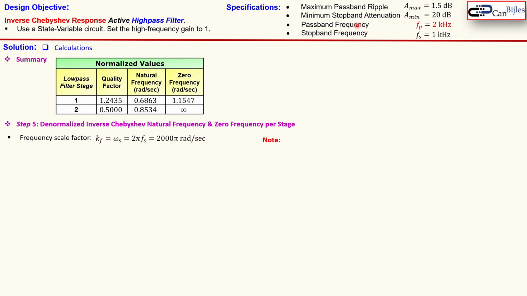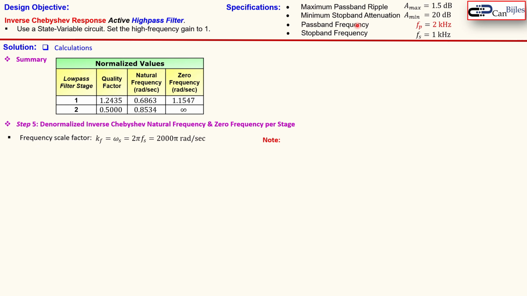Now, since we do the frequency scaling with the stop band frequency, at the stop band frequency of 1 kHz in this case, you will have your stop band attenuation exactly as 20 dB. That is what you will have. But your passband ripple, so at this 2 kHz, it will not be 1.5 dB, it will be lower. Of course, perfect, because this is the maximum allowed for our design. So this is an important note for this specific response, which is an inverse Chebyshev response.